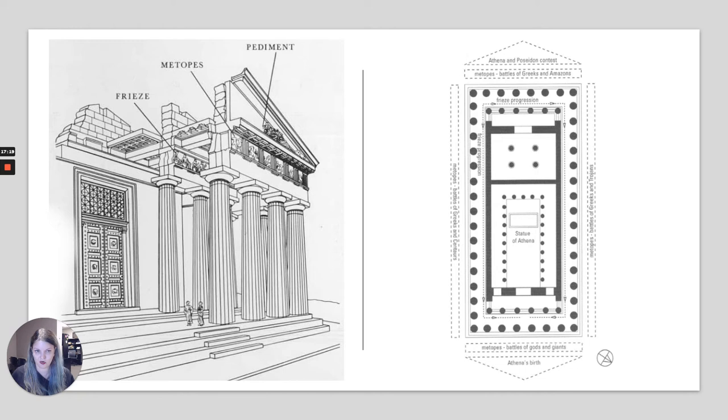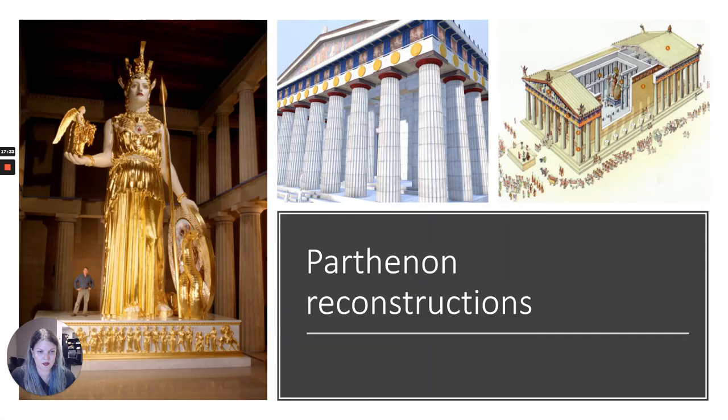And then the other pediment is Athena's birth, her springing from Zeus's head, which makes sense because this is dedicated to Athena. And then we'll see on the inside the great statue of Athena, which has been lost to history.